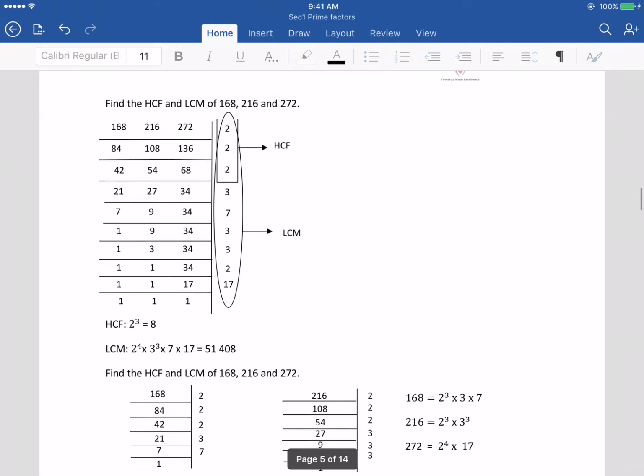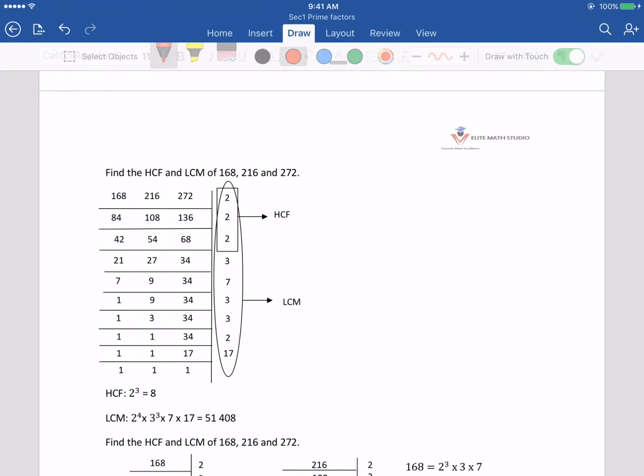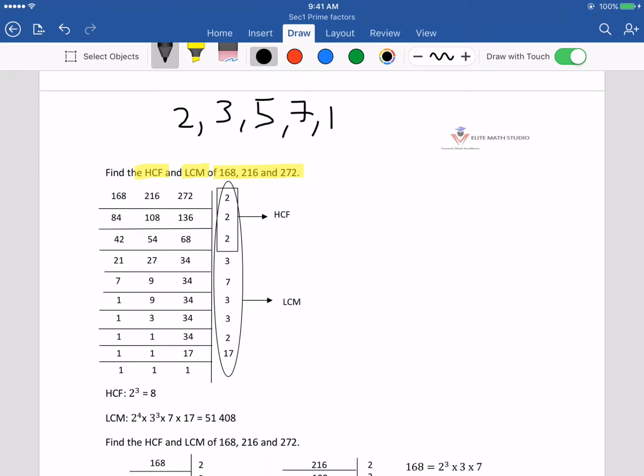Okay? Now, it's the same thing. Instead of doing 2 numbers, now we are comparing 3 numbers. So how am I supposed to find the HCF and LCM between 3 numbers? Let's try. I'm going to demonstrate once for you. Same thing. First, write down the first prime numbers: 2, 3, 5, 7, 11, 13, and so on. Draw it out first. Okay, so write 168, 216, and 272.